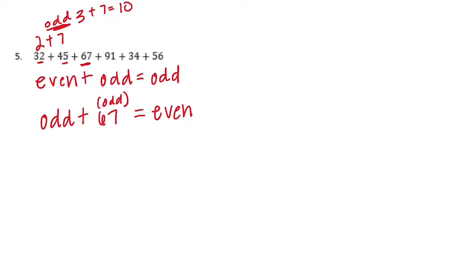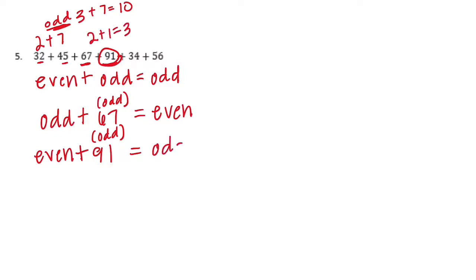So now we have an even number plus 91, which is odd. So an even plus an odd would give us, say we had 2 plus 1, we would get 3. So that is an odd number. So now we have an odd number plus 34, that's even. So an odd number plus an even number, let's say 1 plus 4 gives us 5.